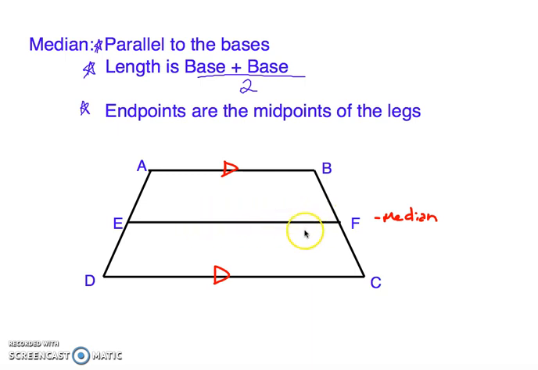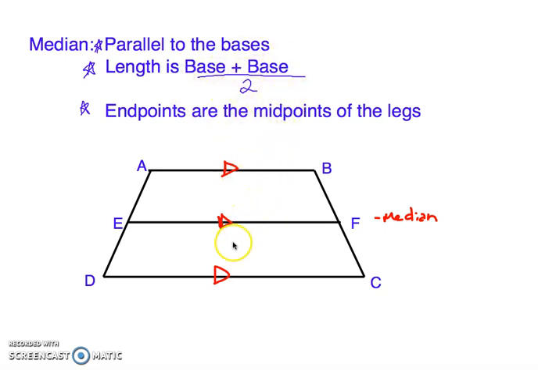Some things we know about a median: it's parallel to the bases, so we could also draw that in here. So AB would be considered a base, and DC would be considered a base, so it's also parallel. Its length is the average of the two bases. So if I were to take AB as a base and CD as a base, add those two measurements together and divide by 2 right here, that would give me the length of the median. So we're going to follow this equation to do that.